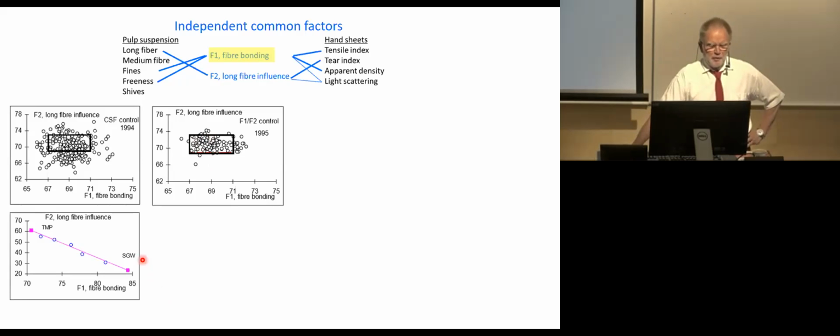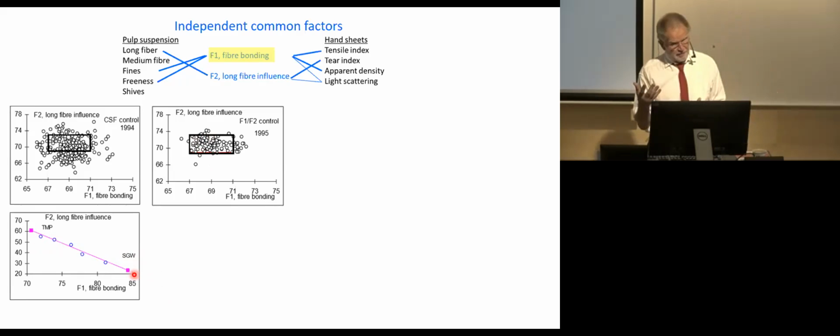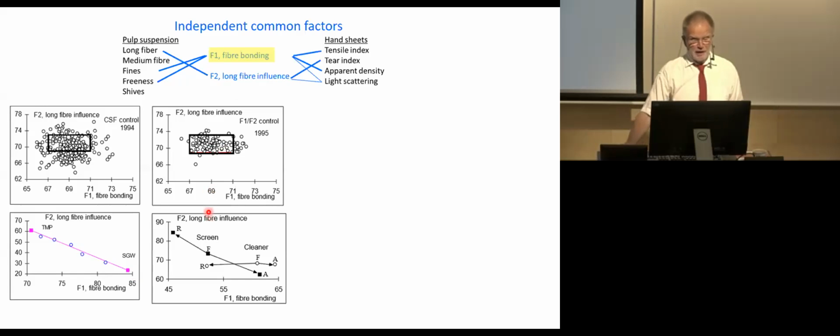We took a stone ground pulp and a TMP, and we mixed them in different proportions from 0 to 100%. And it was additive. They followed a straight line here. So that was encouraging. Then we thought, if mixtures will fit, we went out and took samples around a screen and a cleaner. The same fiber bonding versus long fiber influence.